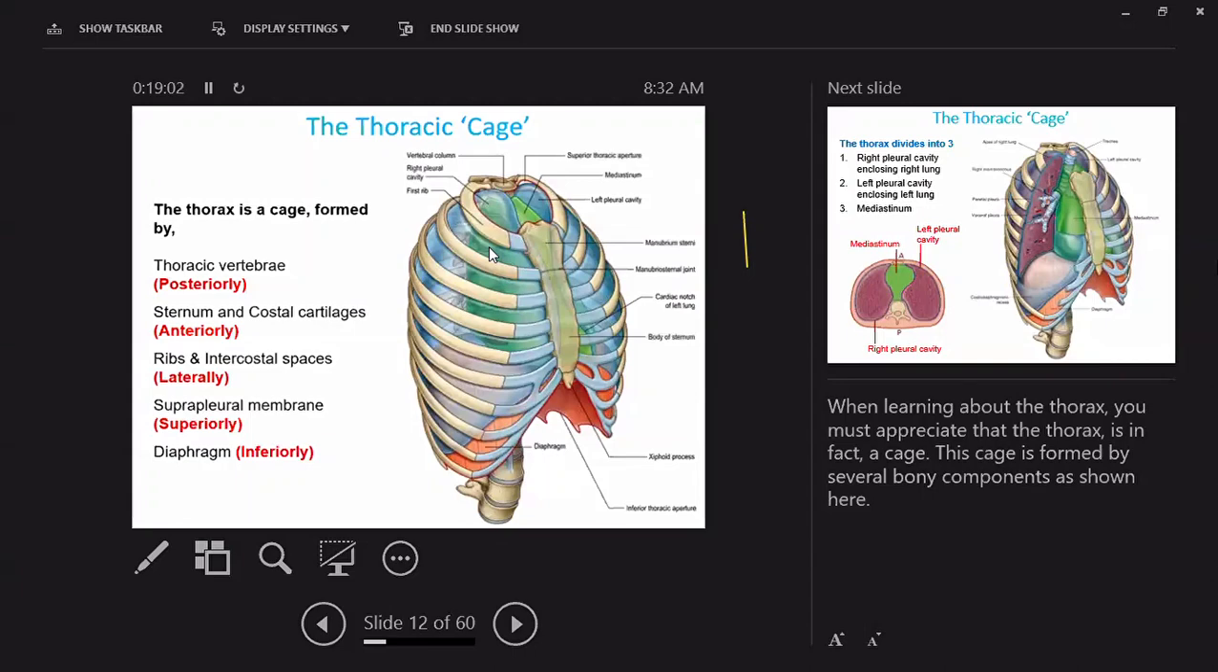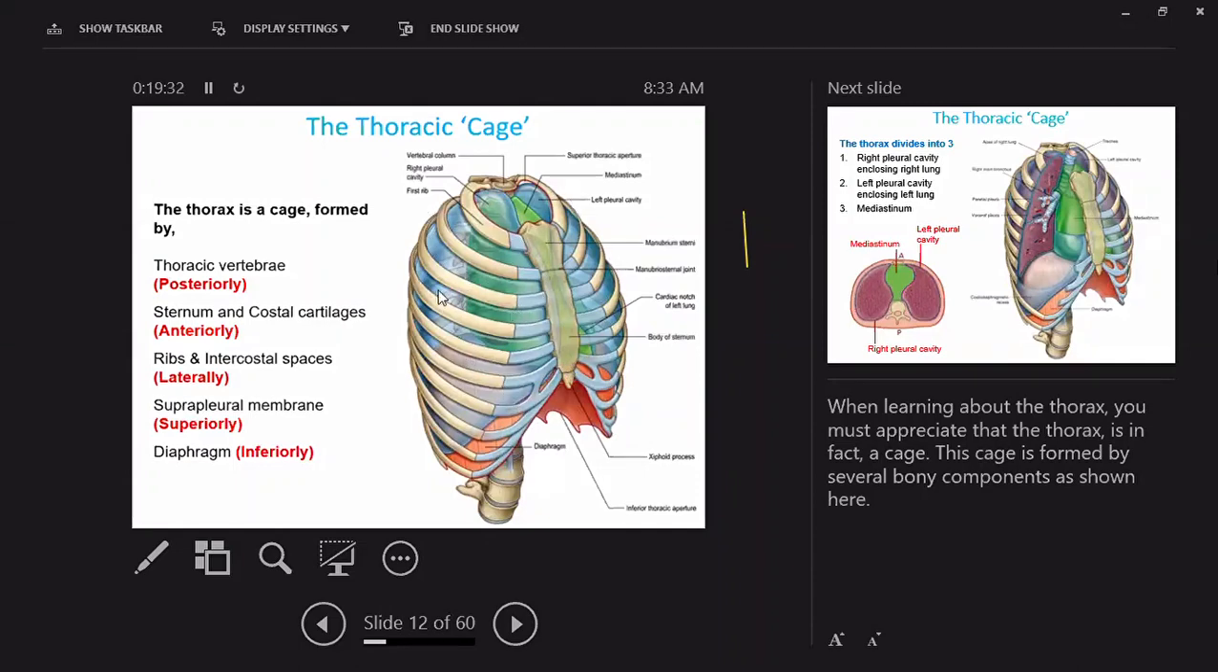Now this is what the thoracic cage is. Now we have protective mechanisms in our body to protect the soft structures inside us. So this cage is made up like that. It's a mobile cage. It's not like our skull, which is a fixed cage. This is a bit of a mobile thing. So you get posteriorly the thoracic vertebrae, you get the sternum and the costal cartilages in front, these blue ones, and then you get the ribs and intercostal spaces on the side.